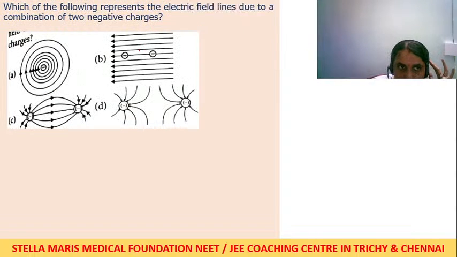Okay, good. So this is the problem. Which of the following represents the electric field lines due to a combination of two negative charges? Tell me the answer in the comment. Which of the following represents the electric field lines due to the combination of two negative charges?